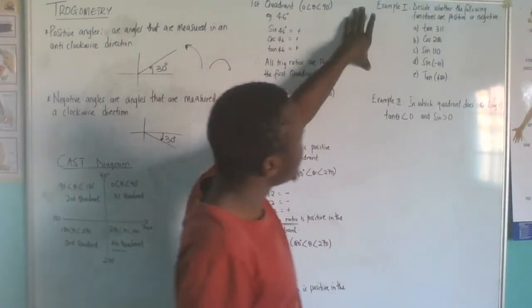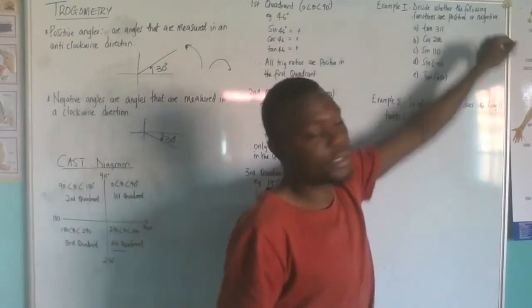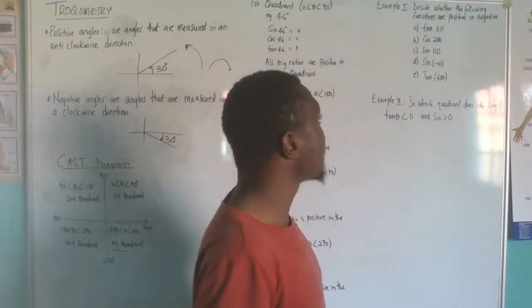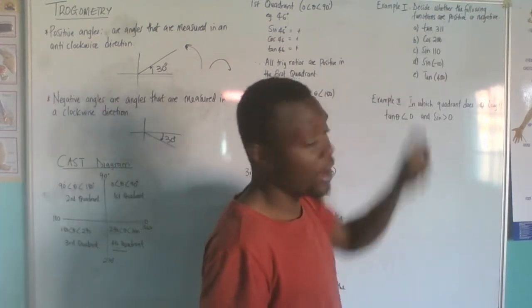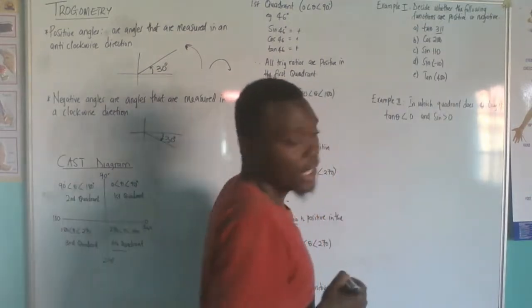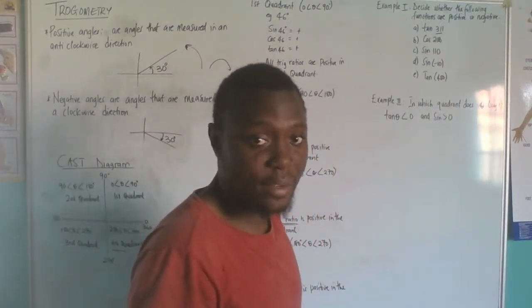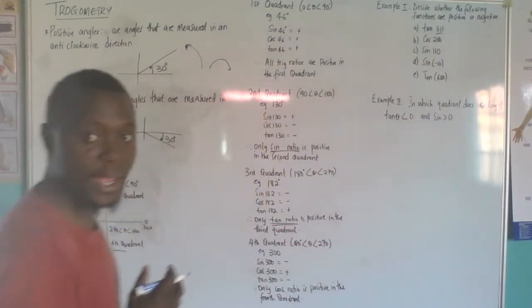So looking at an example, there's an example given. Decide whether the following functions are positive or negative. We want to decide, is it a positive or a negative? So what I'll do, I'll check the angle. For example, in this case, it's 311. So I'll take 311 and locate it in my CAST diagram.